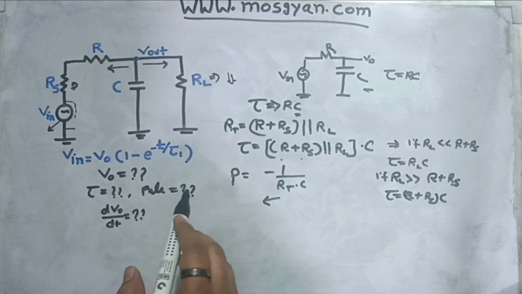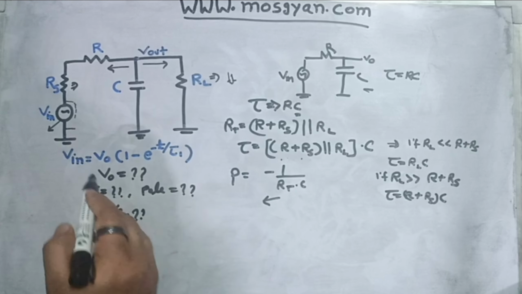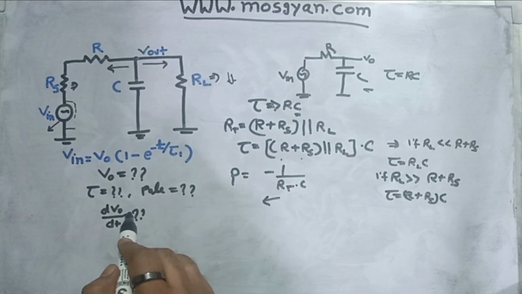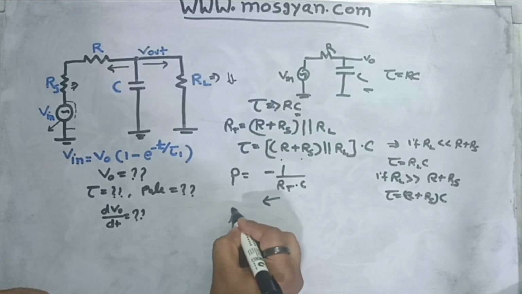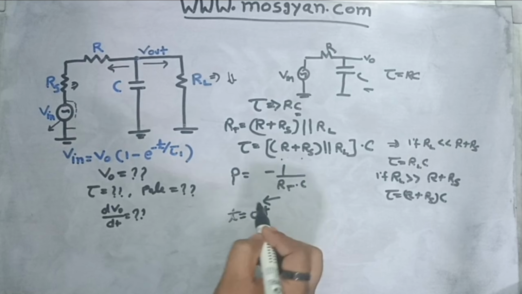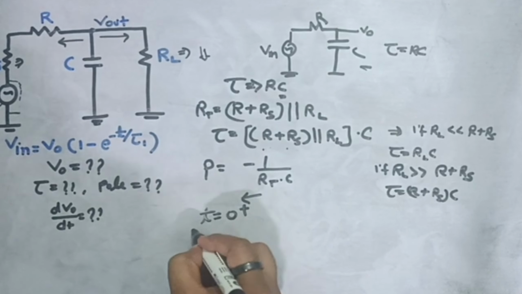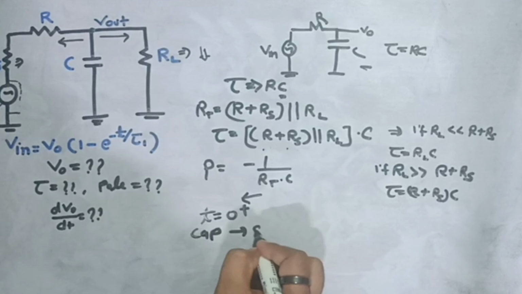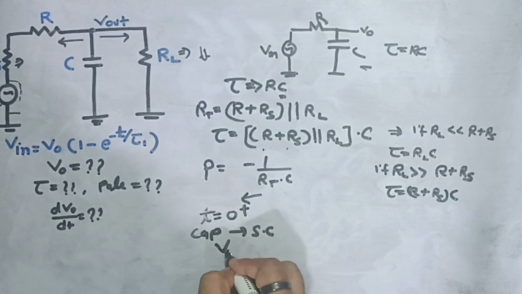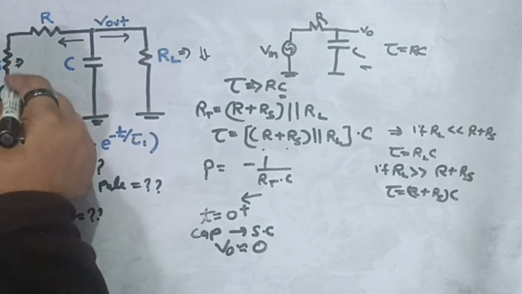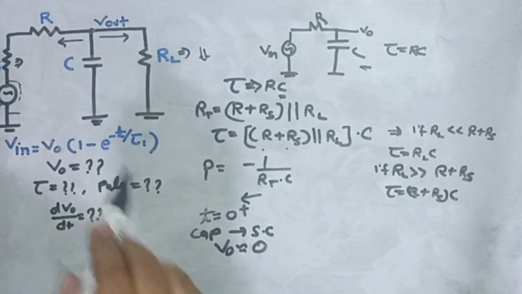Now let's talk about the main part of this question where we have been given one input V in and we need to calculate the V out for this circuit. So if I talk about t equal to 0 plus, what will happen? At t equal to 0 plus, this capacitor will be short circuit. The capacitor will become a short circuit, that means the output in that condition will be almost equal to 0. So whatever current this circuit tries to get, that will be used to charge this capacitor.